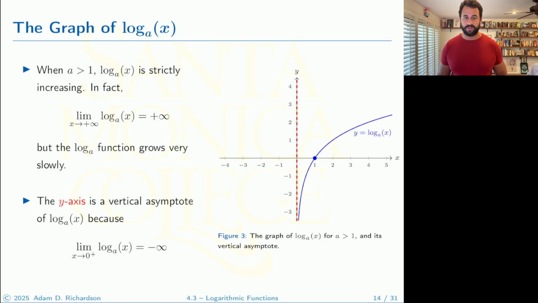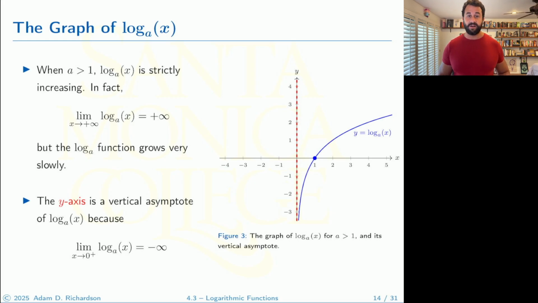Oh yeah, so let's talk more about the graph. So this is what the graph of the log function looks like when a is greater than 1. So when a is greater than 1, this is what the log function looks like. It is strictly increasing. And in fact, the limit as x goes to positive infinity of the log function is positive infinity. It may be hard to believe just by looking at this graph right here, but this will keep going up and up to infinity. All right. It grows very slowly.